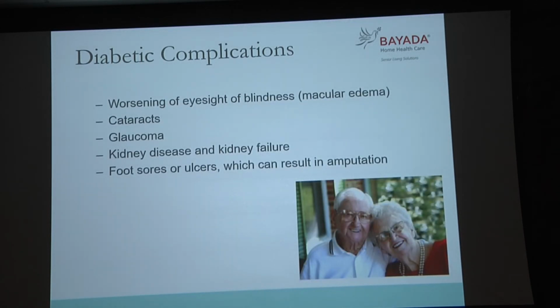There are also some vision issues that can happen: cataracts, glaucoma, macular edema, which is a worsening of the eyesight, kidney disease and kidney failure. We already touched on the foot sores and ulcers, which in extreme cases can result in amputation if they have chronic wounds that never heal, or if the wound gets infected, it can lead to needing to remove a toe or possibly the whole foot or below the knee. Those are more extreme cases, but something that can happen.